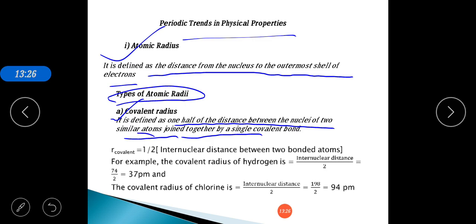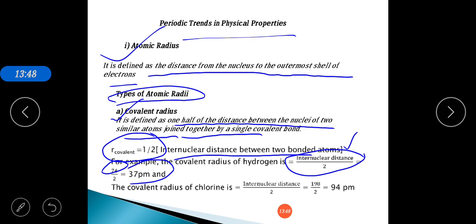So if we see the formula of covalent radius, it is half of the internuclear distance between two bonded atoms. If we take the example of hydrogen, the internuclear distance is 74 picometers. Half of the distance is the covalent radius of the hydrogen atom, that is 37.